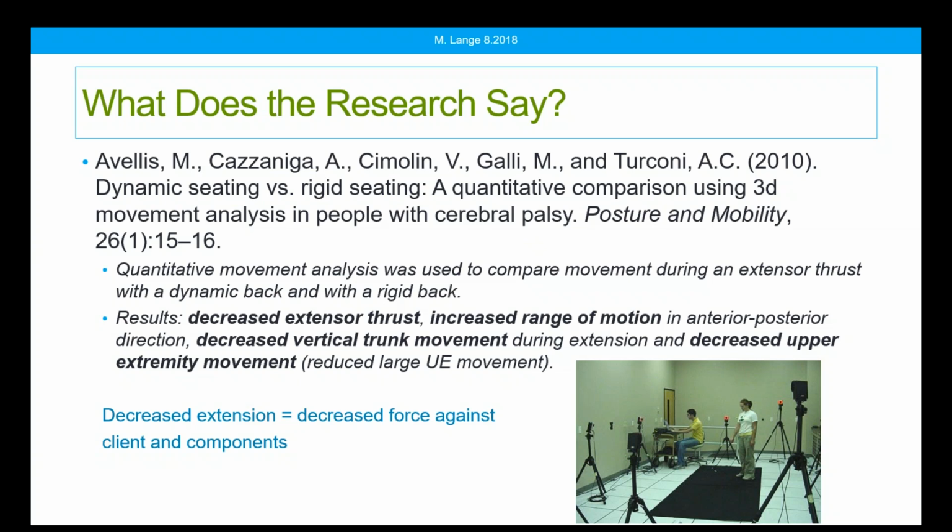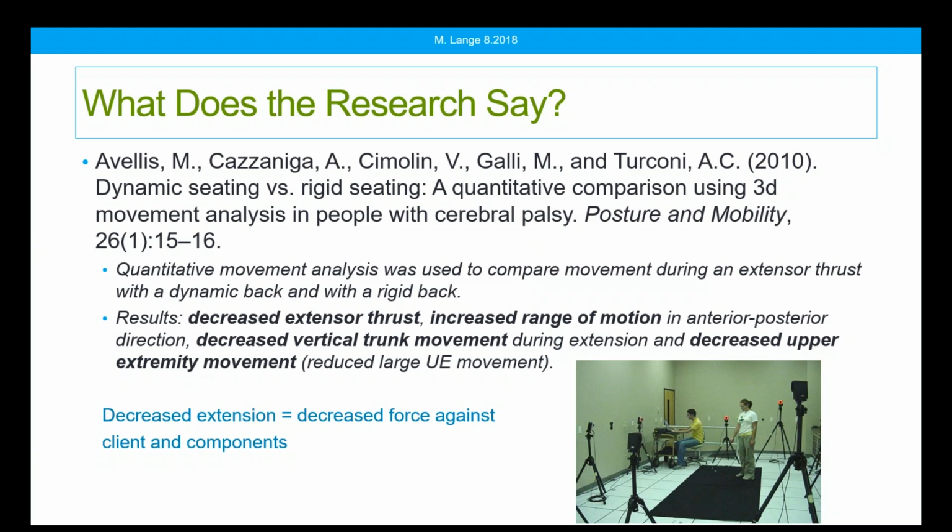This is one study that was done in 2010, and it compared, using some pretty sophisticated technologies, the impact of using dynamic seating versus non-dynamic or rigid seating. So they used movement analysis while the person was extending within their chair. They found that there was a decrease in overall extension, that decreased extensor thrust. That's good. That means we're reducing those forces. They also found increased range of motion. Well, that was pretty apparent, meaning that the client could move back and forth where before they couldn't.